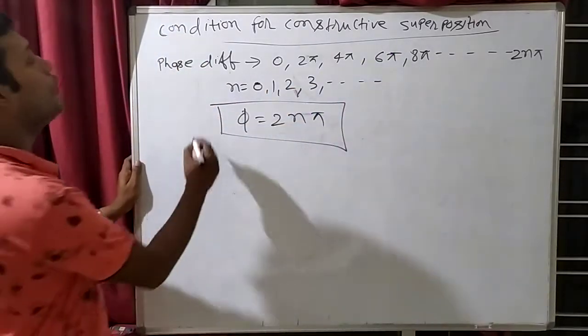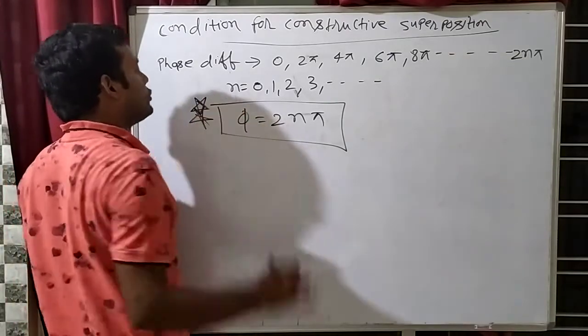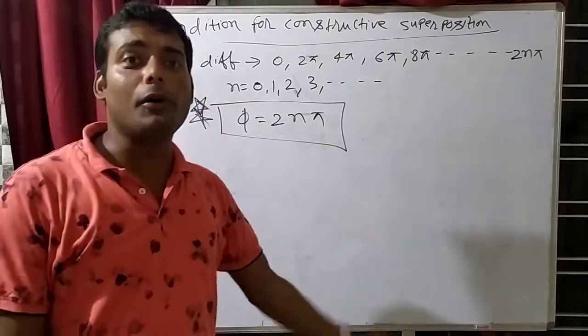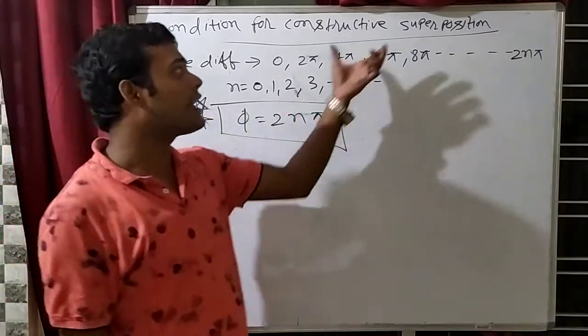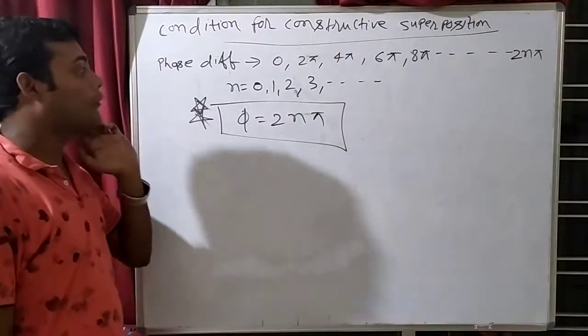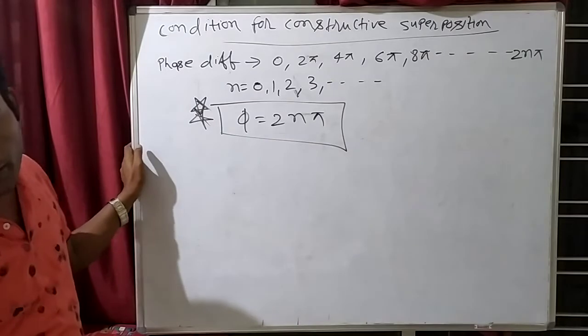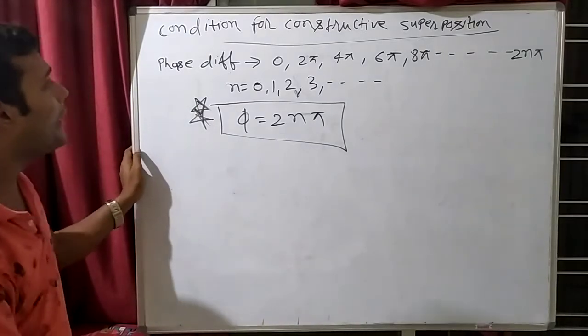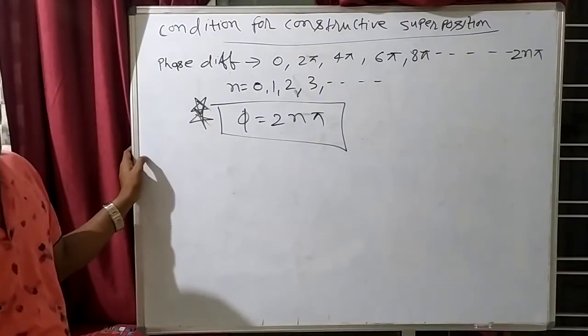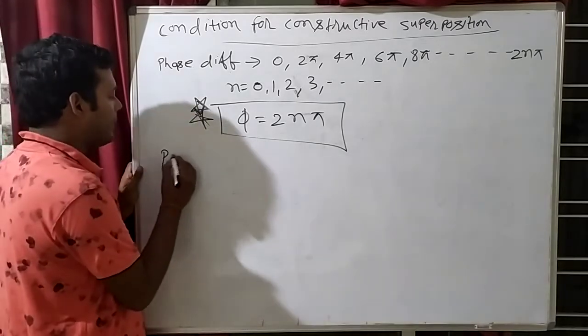That means this you must remember. Day and night, waking and sleeping, you have to memorize this thing that for the constructive superposition phase difference will be equal to 2n pi. Phase difference will be equal to 2n pi. Now we will make the condition for path difference.